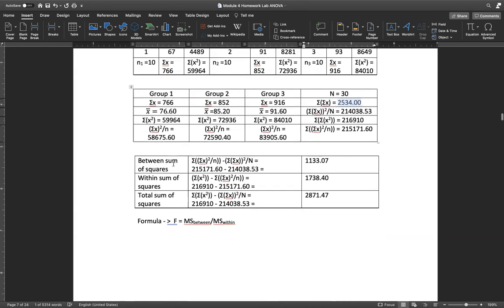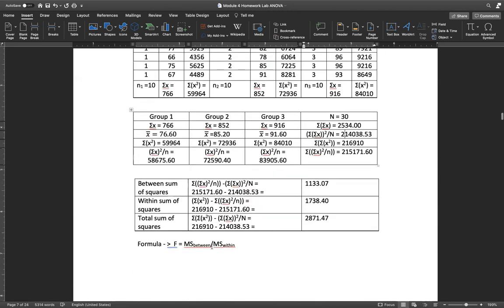Then I calculate my between sum of squares, which is this formula right here. At this point I'm just taking this one minus this one. That gives me this number. My within is the summation of x squared minus this one right here. And then my total sum is this one minus this one. Again, the formulas are laid out, and I just use these charts to help me calculate.